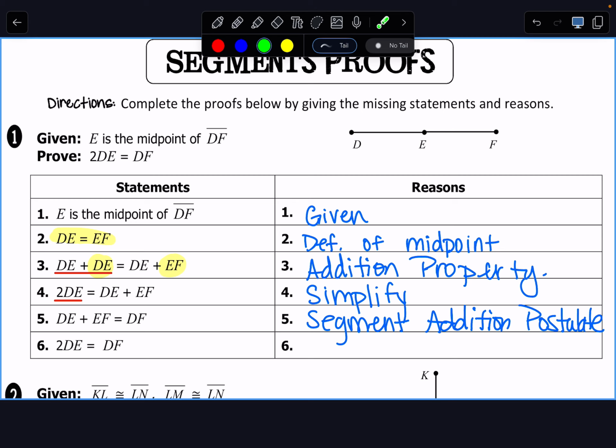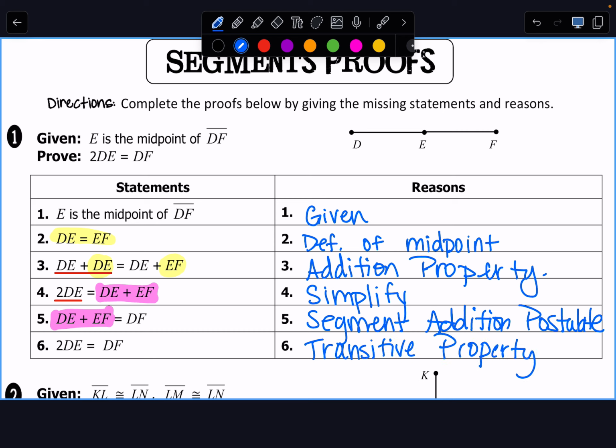Now, Joshua, do you see how we have what? So do you see DE plus EF here and DE plus EF here? So combining these two steps to get to here, we use the transitive property. Is it the same thing as last time but with more terms? Yes.